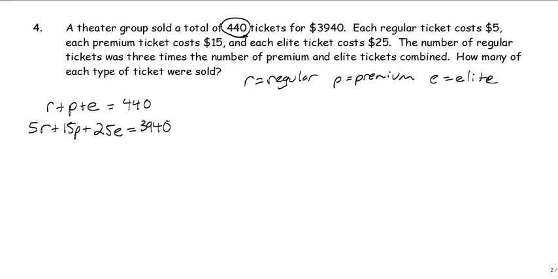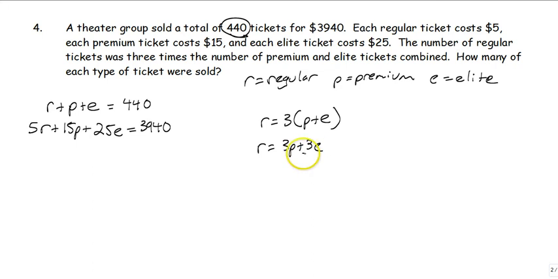Now, this is the third one. The number of regular tickets was 3 times the number of premium and elite tickets combined. So, what that means is, I'm going to do that over here because I don't want that involved in my setup over here. The number of regular tickets was equal to 3 times the number of premium and elite tickets combined. That is what that is. So R is equal to 3P plus 3E.